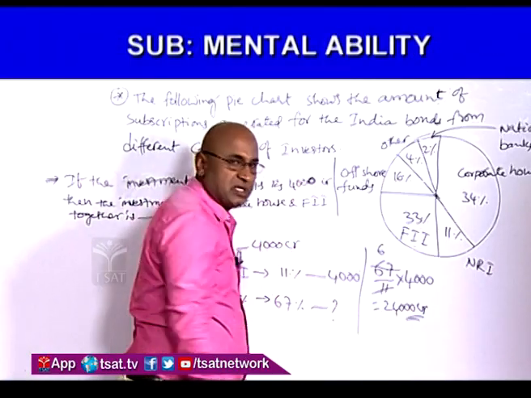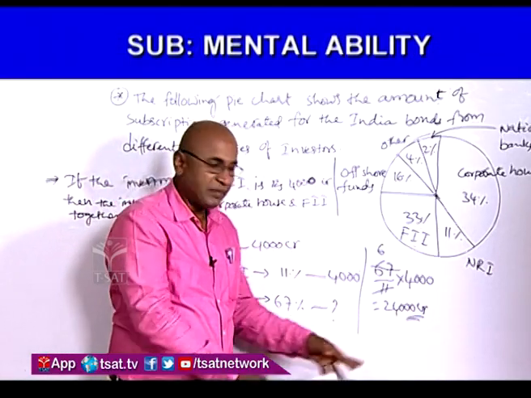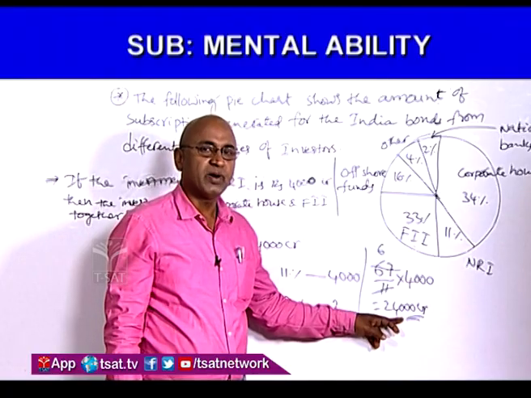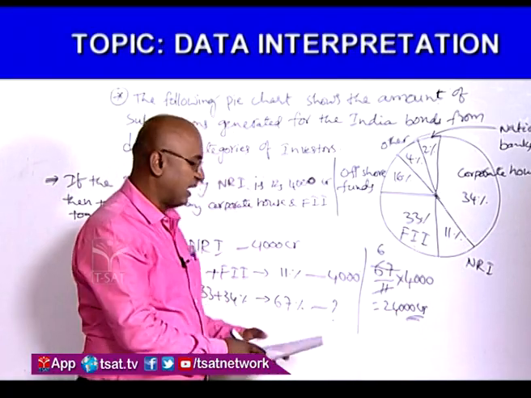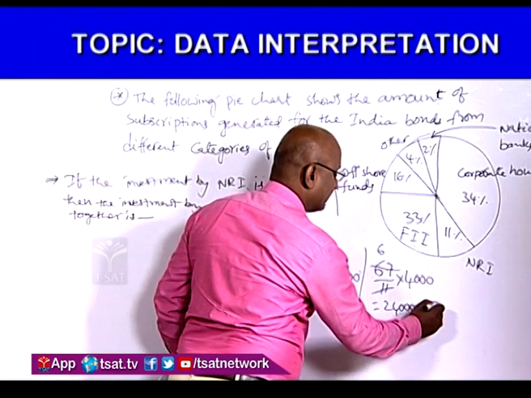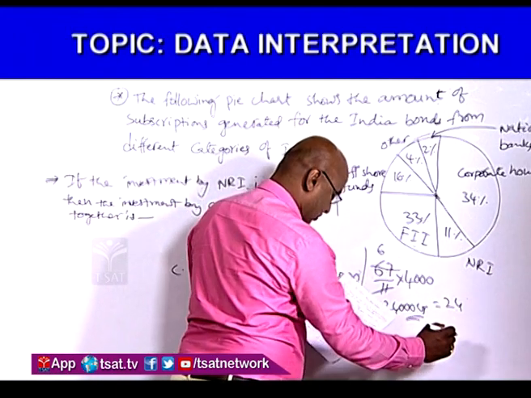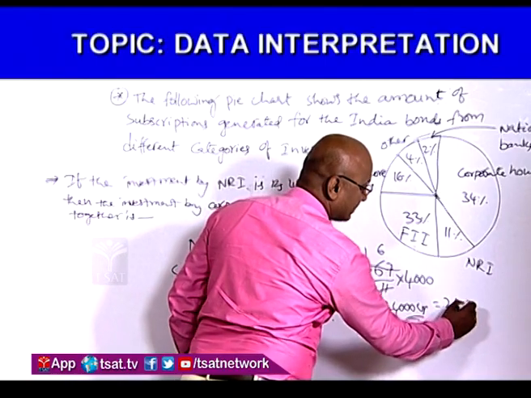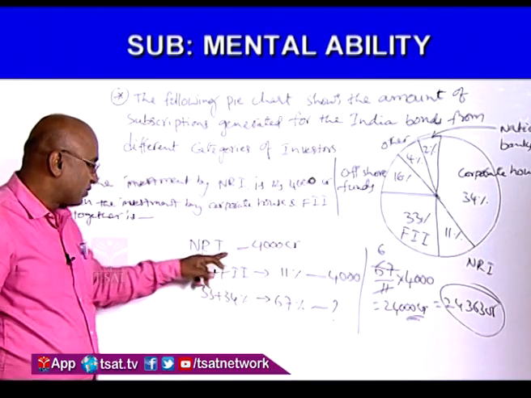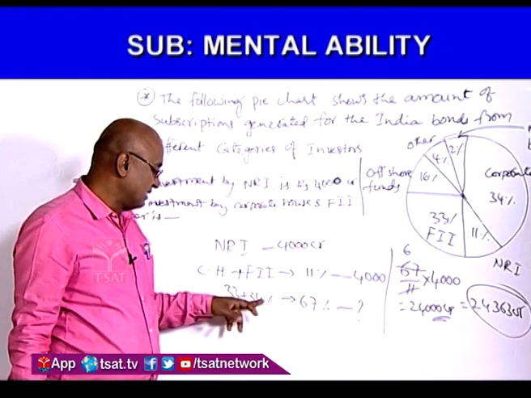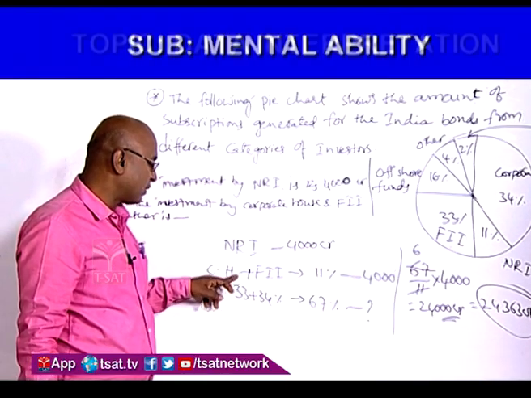Here in the options given, it will not be exactly 24,000. It will be just more than 24,000. Now you have to go for that answer. So the actual answer is 24,363 crores rupees.